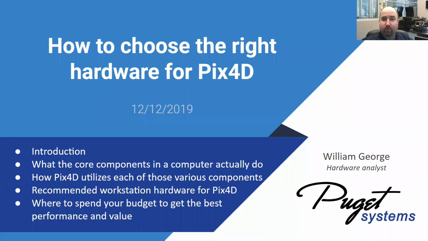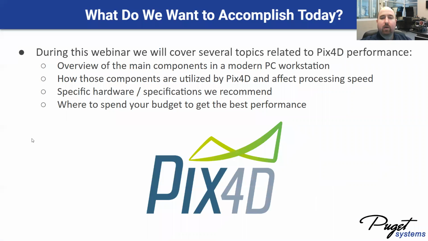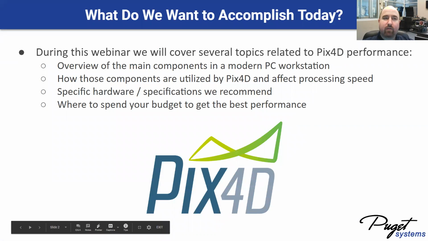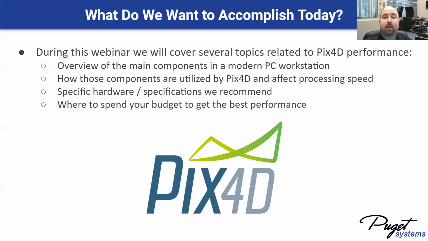So what we're going to try and cover today: an introduction, a little bit about what we're doing. Slides aren't moving here. There we go. We want to cover a little bit about us as a company, and then an overview of the main hardware in a modern computer, how those components are utilized by Pix4D and how they affect processing speed, and then some specific hardware recommendations, along with a few things to avoid that'll hopefully help you out when you're configuring a workstation, and then a way to approach how to spend your budget to get the best performance.